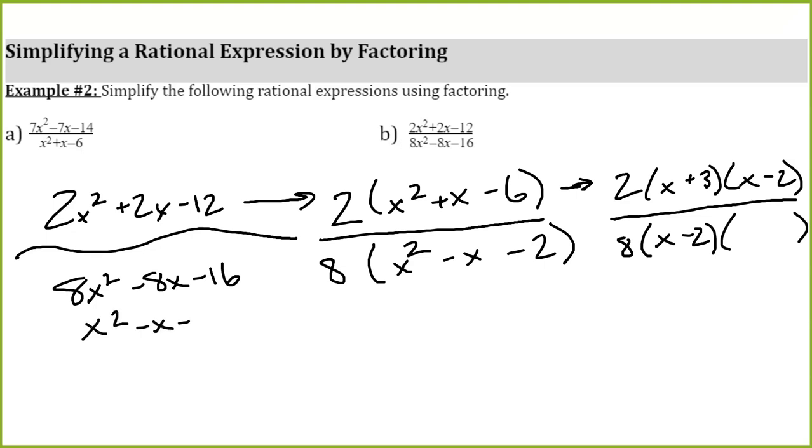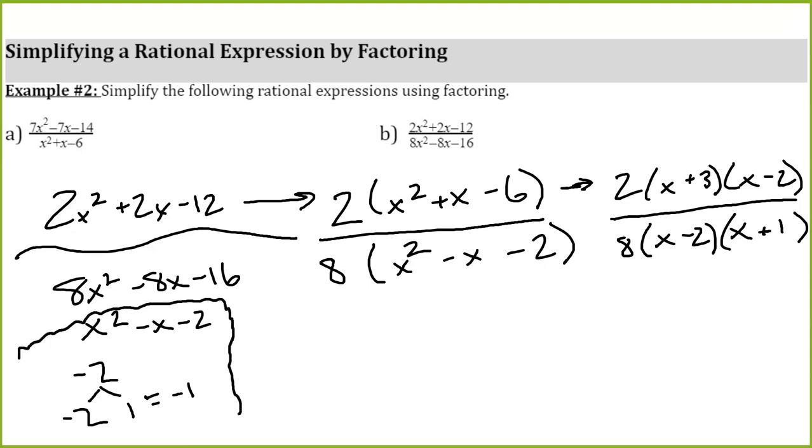X squared minus x minus 2. My a is 1, my c is negative 2, so I'm looking for something that multiplies up to negative 2 and adds into negative 1. That should be pretty simple. Negative 2 and positive 1. So again, a is 1, so x minus 2, x plus 1. So this is the little ACB tree step. Okay, so ACB right here.